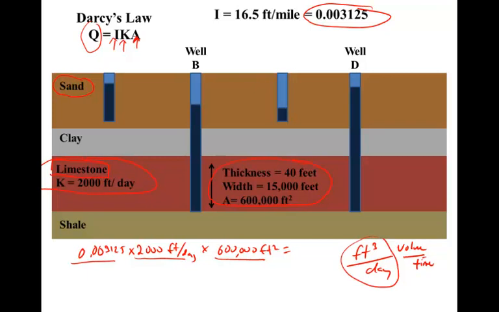What is the result? 0.03125 times 2,000 feet per day times 600,000 square feet. The discharge out of this aquifer is 3,750,000 cubic feet per day.